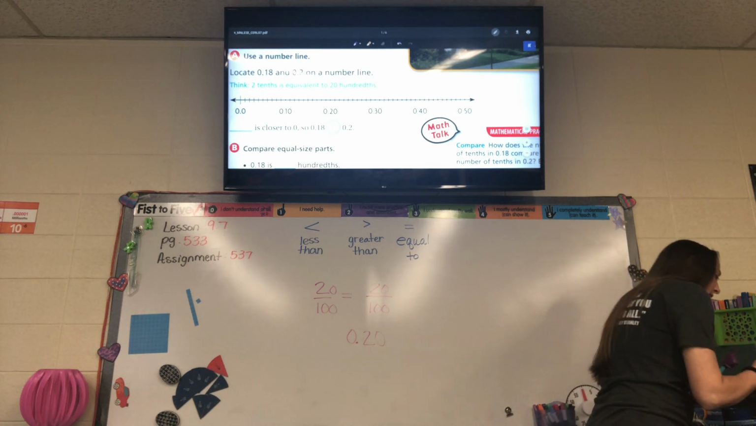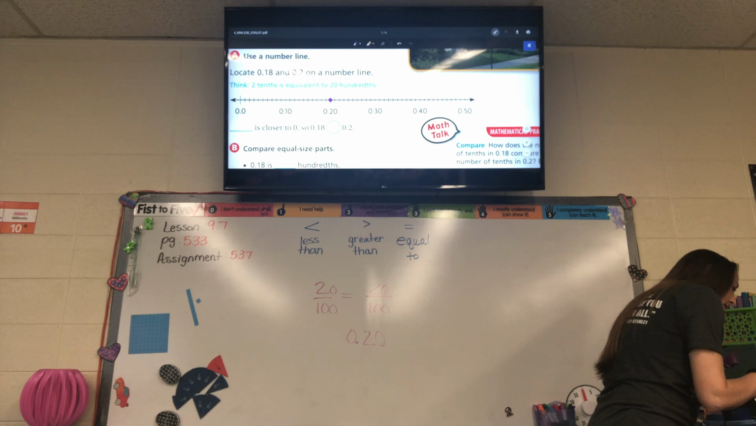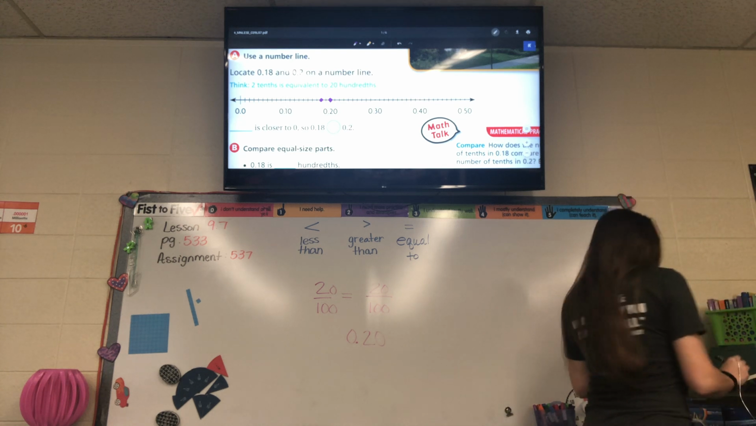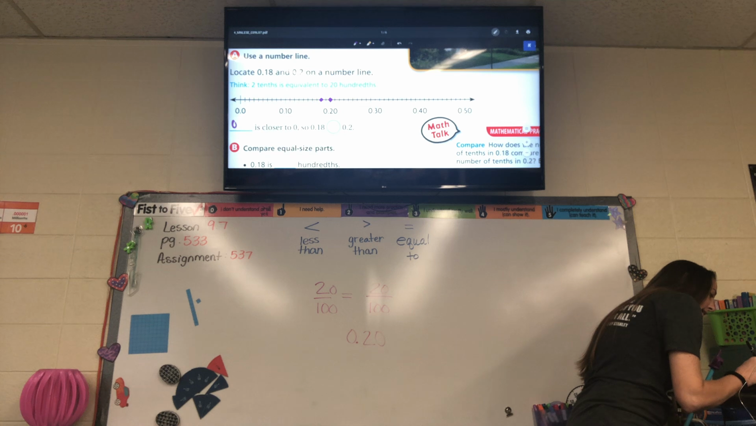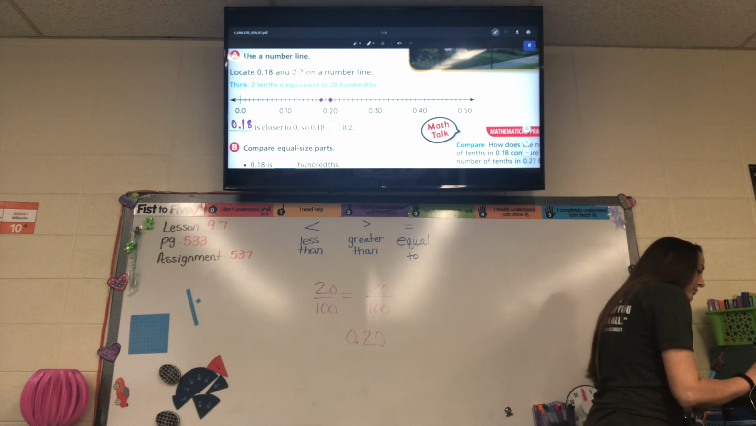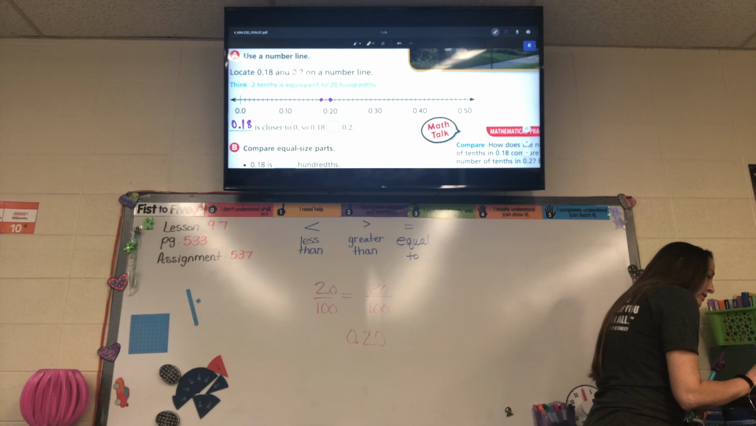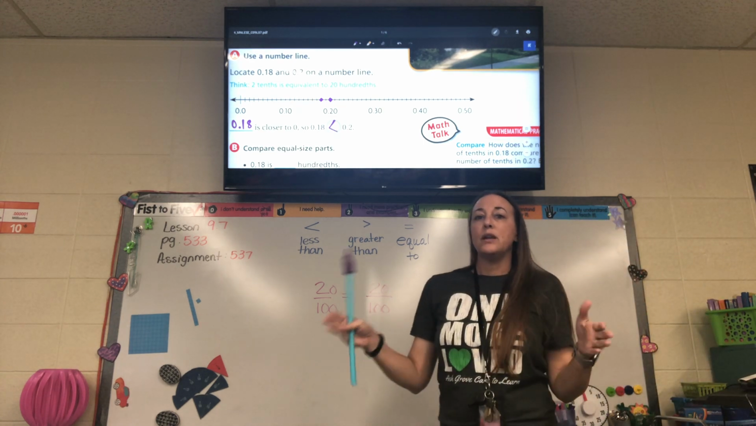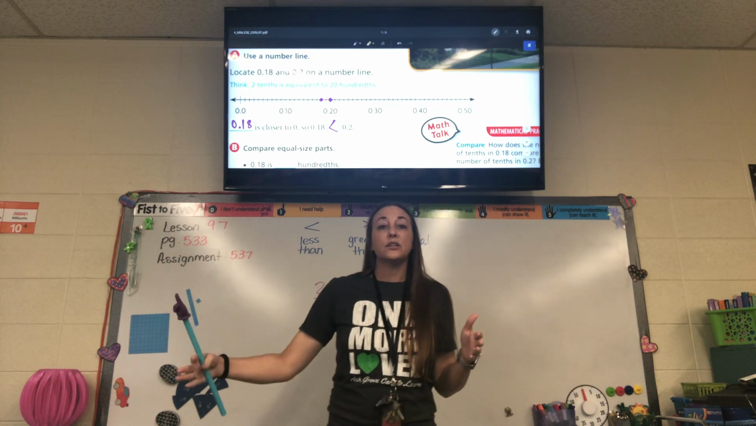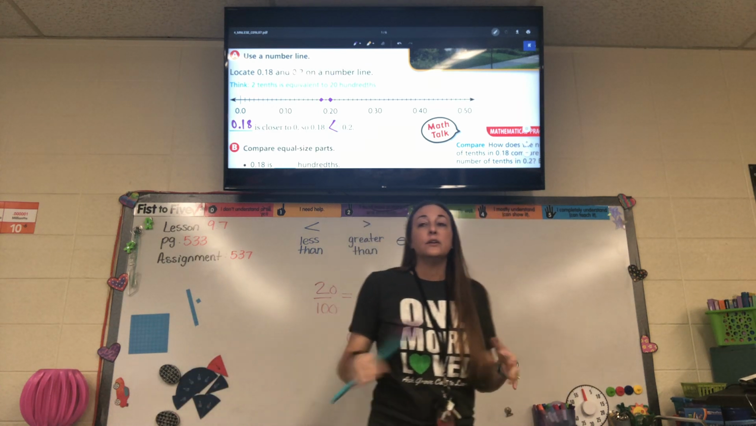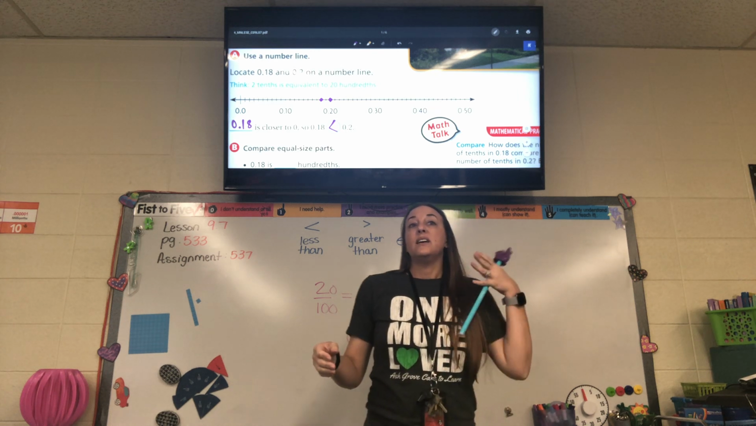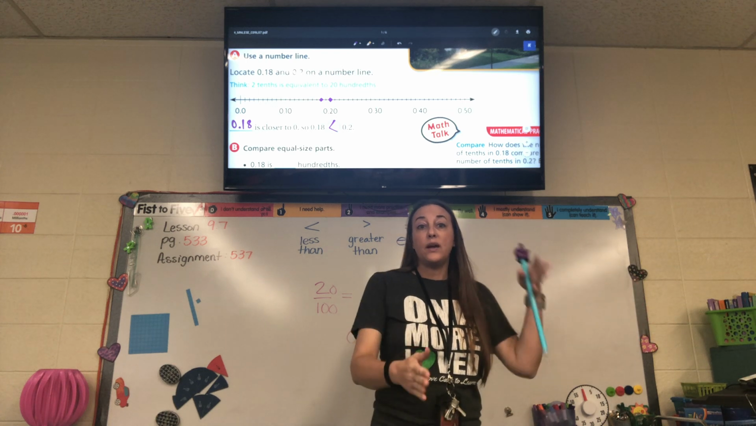So 2/10 or 20 hundredths would be right here, and then 18/100 would be right here. Since 18/100 is closer to 0, that means that 18/100 is less than 2/10. So that's another way you can do it with a number line. And remember, the number that's closer to 0 is smaller. Just like with whole numbers, 1 is closer to 0 than, say, 5. So 1 is less than 5.